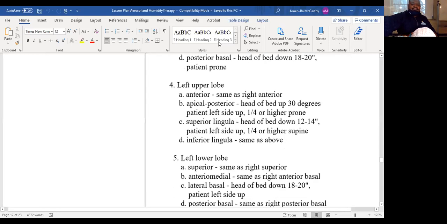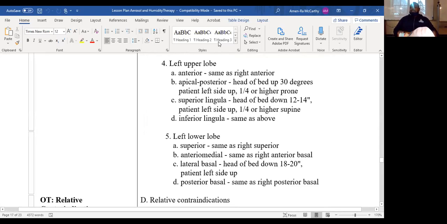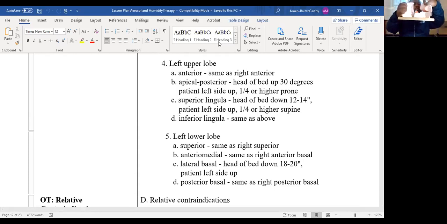Now, left side, left lung, right? This is my left lung over here. This is the left side, right? So let's look at the left upper lobe. The anterior segment of the left upper lobe is the same as the anterior on the right. Same thing. Fowler's, right? Back just about 45 degrees. That's the same way you drain.